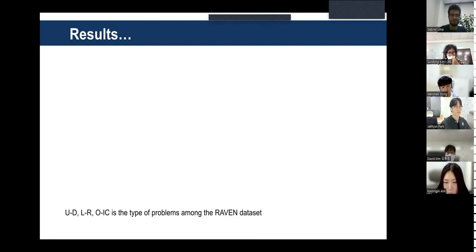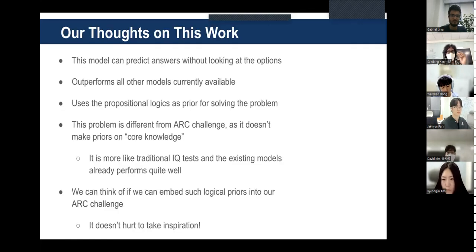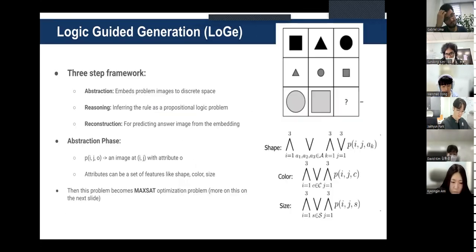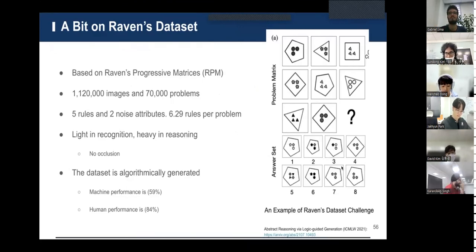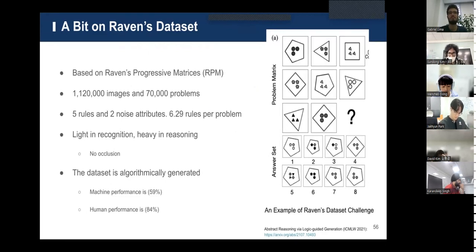However, we have some thoughts on this work. First of all, this model can predict the answer without looking at the options. As you remember, in this dataset, these are multiple choice questions. You have 8 options and you get to choose the right answer. But this approach can beat all the other approaches without even looking at the other answers. So you don't need to train on all 8 options. You just need to train on the right answer.